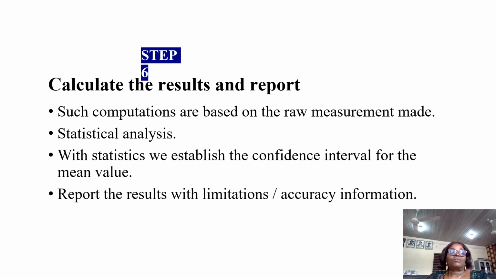Step 6. You calculate the result and report. Such computations are based on the raw measurements made. Every good analyst has a notebook and biro where you record your raw measurements. From your raw measurements, you apply statistical analysis. With statistics, we establish the confidence interval for the mean value, and we report the result with limitations and accuracy information.